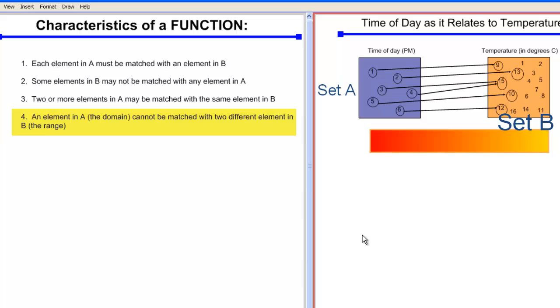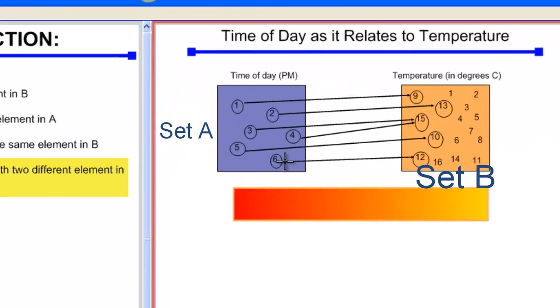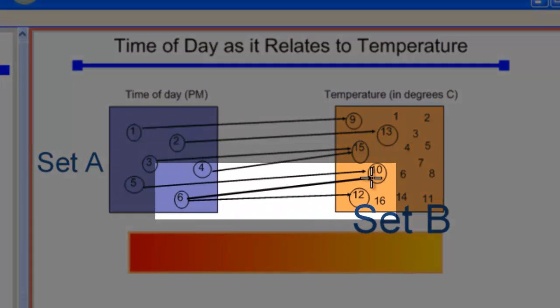The ones you have to watch for would be a problem like, or would be a characteristic 4. If an element in A, the domain, is matched with two different elements in the range, it is not a function. So at 6 o'clock, we have it paired to 12. If we also paired 6 p.m. with 10 at the same time, this is no longer a function, because at 6 p.m. we shouldn't have to choose if it's 10 degrees Celsius or 12 degrees Celsius.